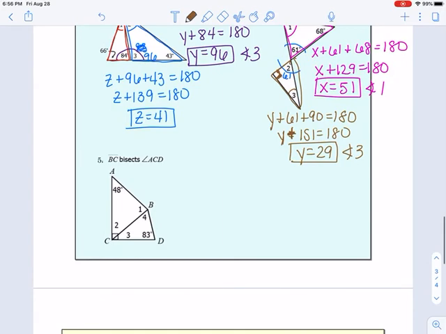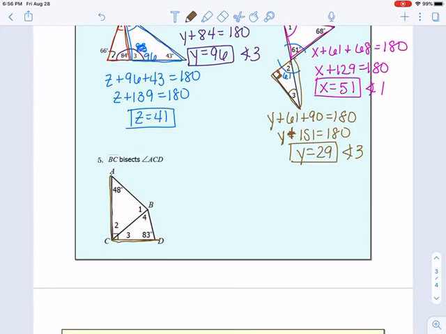And for number 5, we have 4 different angles that we need to find here. And up on the top, it says that BC bisects angle ACD. So again, if you trace that angle ACD, that's the angle that's getting bisected.